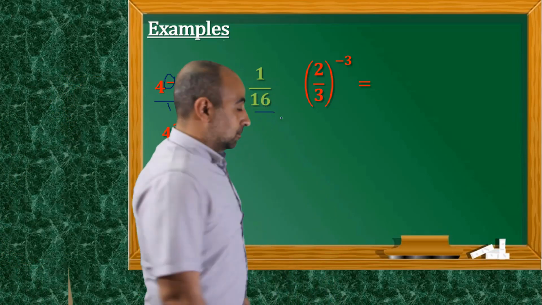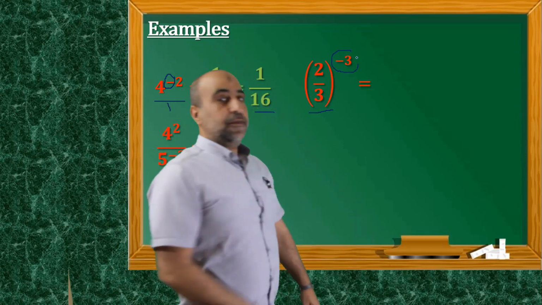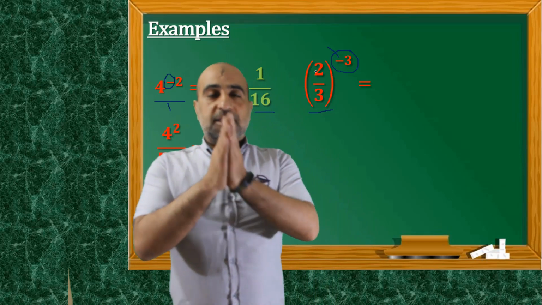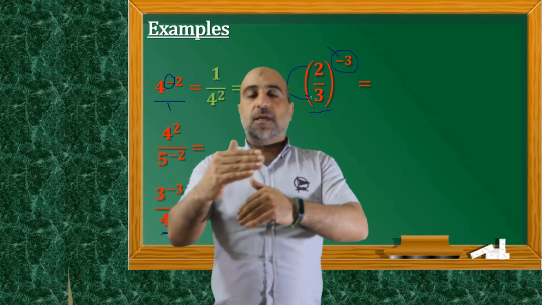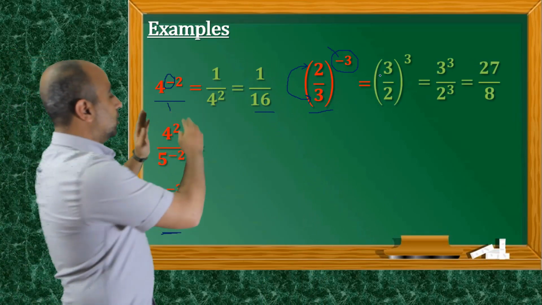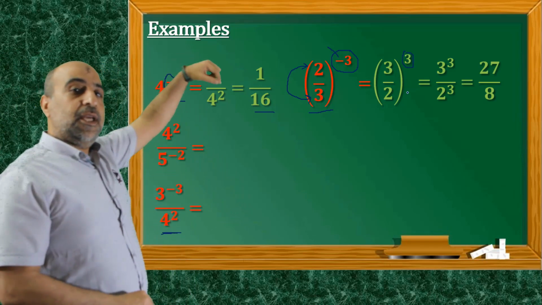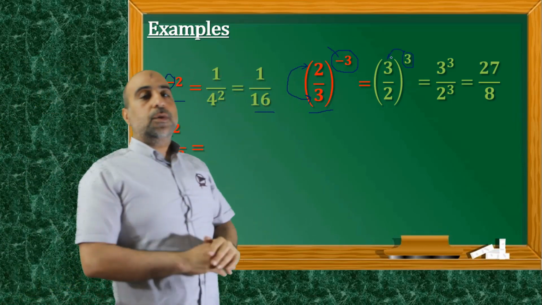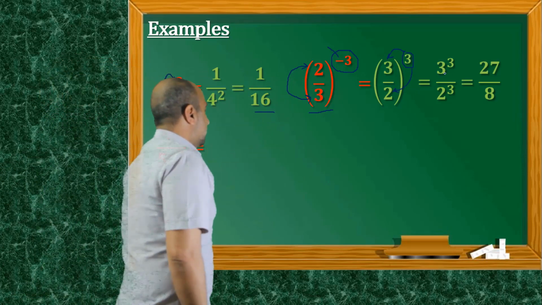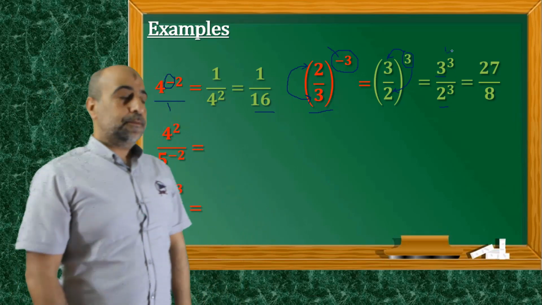After that, 2 over 3 all to the power of negative 3. The power is negative. To get rid of the negative sign in the power, I put the reciprocal, just like 3 over 2 all to the power of 3. Then 3 belongs to 3 and 3 also belongs to 2. Then it will be 3 to the power of 3 over 2 to the power of 3, which is 27 over 8.